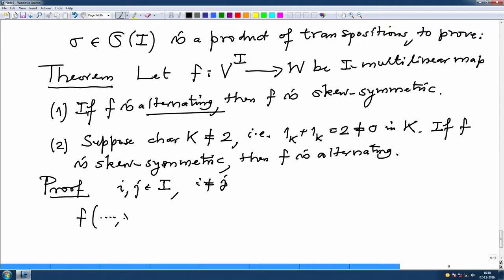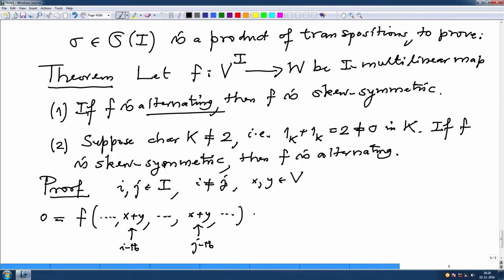In the ith coordinate you put x plus y, and in the jth coordinate you put x plus y again, and whenever I do not write anything, those coordinates are fixed. x and y are arbitrary elements in the vector space V. This is 0 because this is the ith coordinate, this is the jth coordinate, and they have the same component. Therefore, this is 0 because f is alternating.